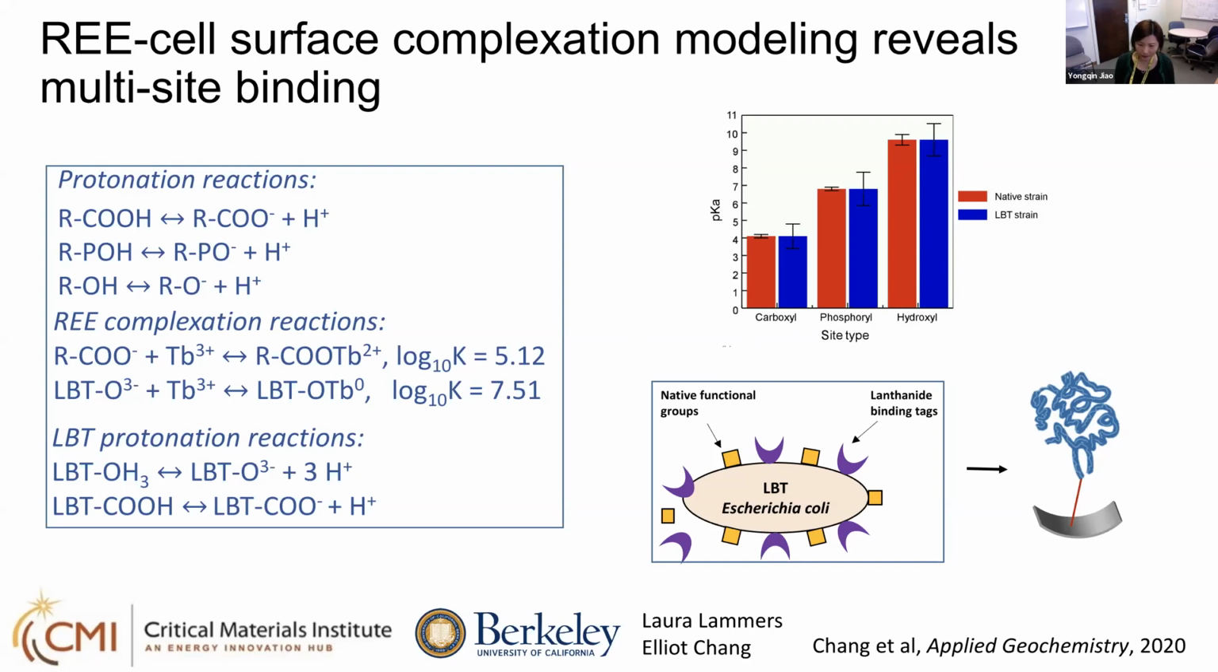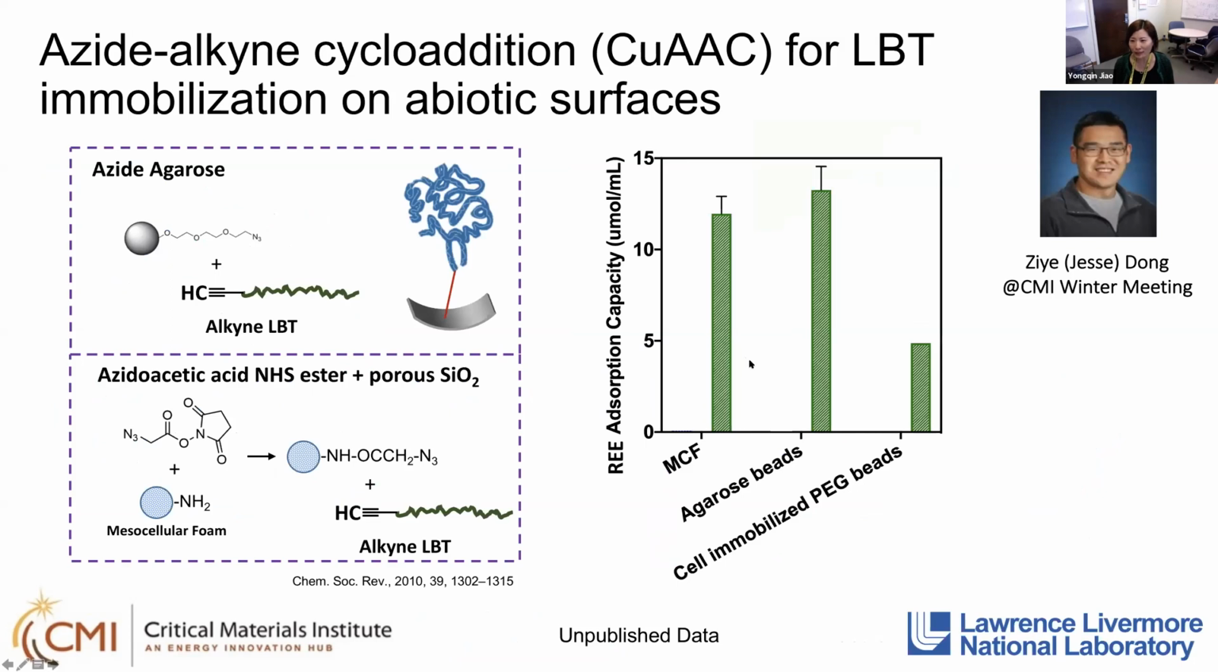To that end, a chemical engineer postdoc, Jesse Dong, recently joined us. He thought, how about we forgo the bacterial surface and have a clean surface, where we directly construct and immobilize the lanthanide binding tag on an abiotic surface, to work with for the separation purpose. This is exactly what Jesse did. He chose two different platforms, agarose or MCF, which is mesocellular foam, and chemically immobilized the lanthanide binding tag on these two surfaces.